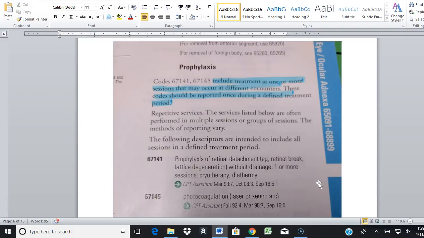Now it goes on. Repetitive services. The services listed below are often performed in multiple sessions or groups of sessions. The methods of reporting vary. So, again, be careful about the rest of these codes. The following descriptors are intended to include all sessions and defined treatment period. So again, we have the prophylaxis for retinal detachment. For these, we can be using either cryotherapy or diathermy, hot or cold, for 67141, or photocoagulation, which is laser or xenon arc, which can also be hot or cold.